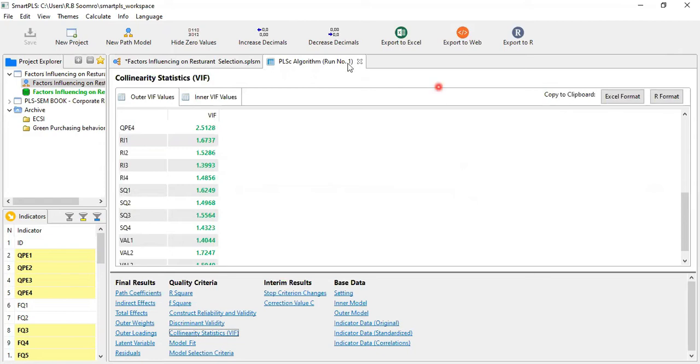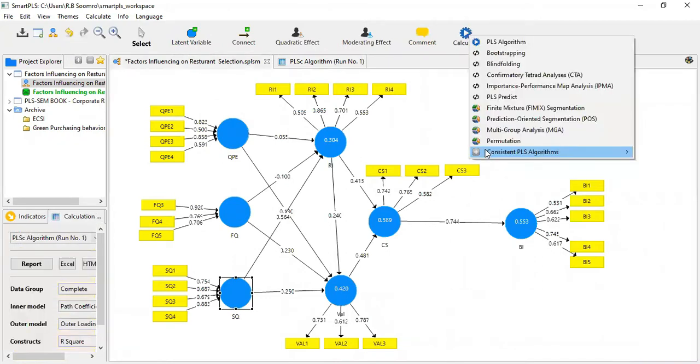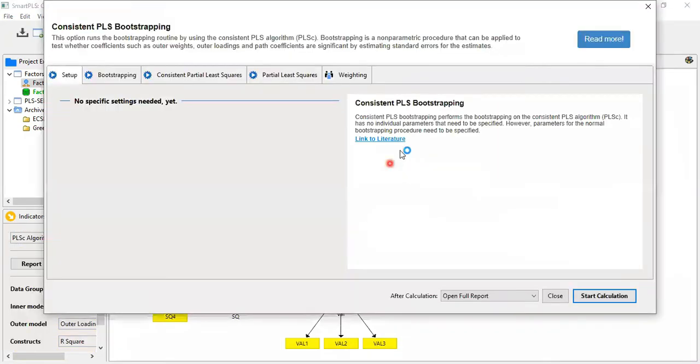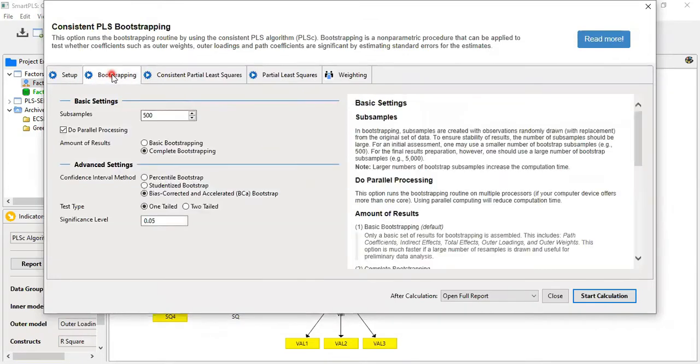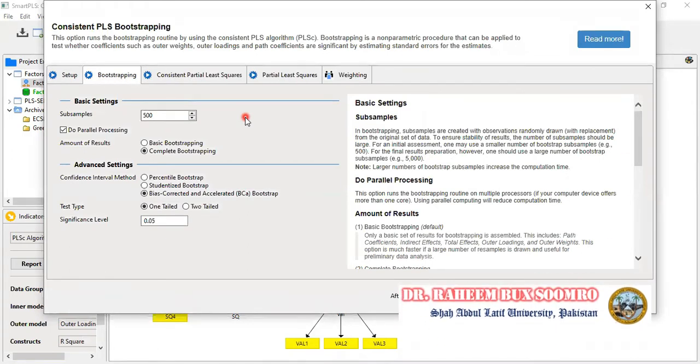Okay, now what to do? Come again here to the calculate menu, and then come to consistent bootstrapping. So now the options have been opened. First of all, the setup, leave it. For bootstrapping, if you follow the default, okay, but you should make some changes. Some of the changes are there.